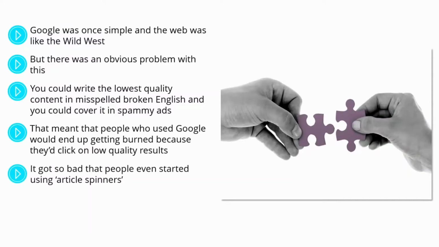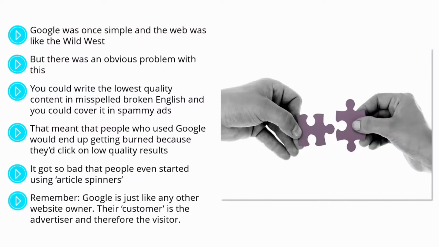It got so bad that people even started using article spinners. These were tools designed to copy other people's content, replace all the words with synonyms, and then publish it. The result was an unreadable jumbled mess, but it was enough to crack the system.